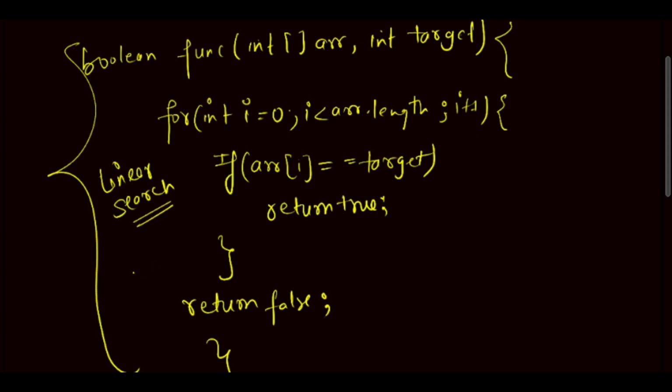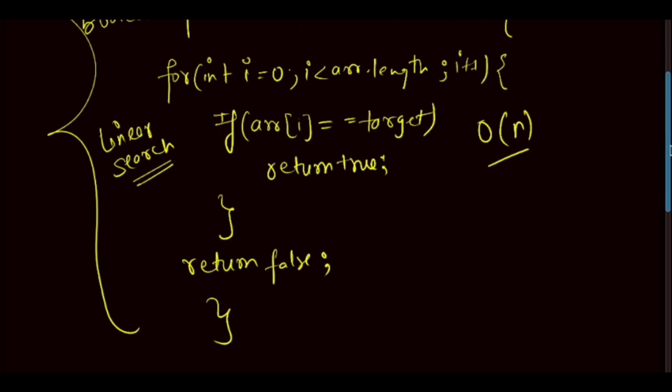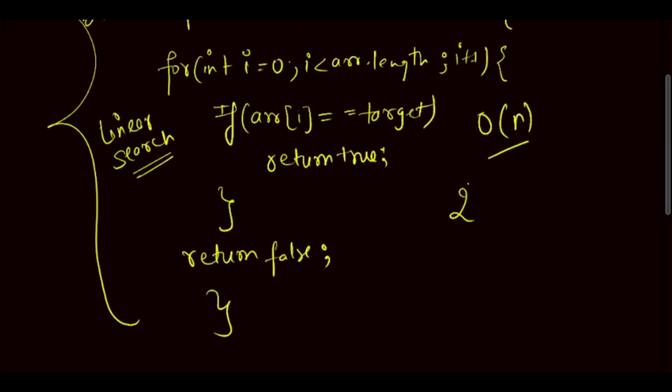Now, this algorithm takes order of n comparisons to complete this task, which is a lot. If your array has 2 power 10 elements, then it will take you 2 power 10 steps to find a single element, which takes up a lot of processing if you consider large applications. So we have a better approach for sorted arrays.